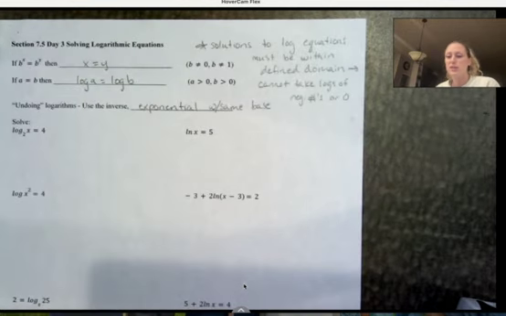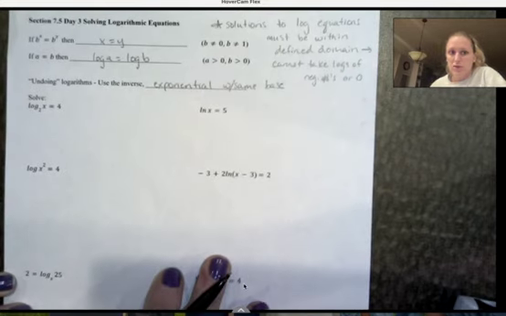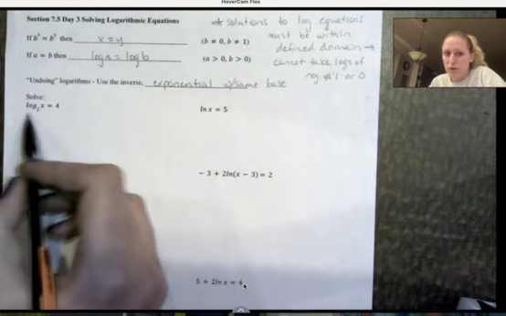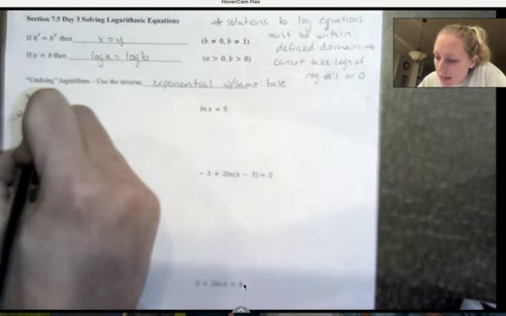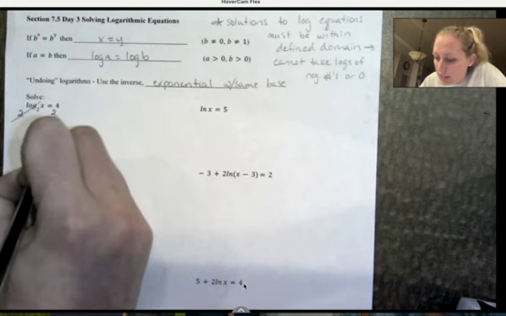So when we're going to undo logs, we're going to use an exponential that has the same base when we are solving. Okay, so in this one, I have log base 2 of x equals 4. So I want to get rid of log base 2. So I'm going to apply an exponential of 2, because 2 raised to the log base 2, those are inverses, and they will cancel. So x equals 2 to the 4th. And 2 to the 4th is 16.